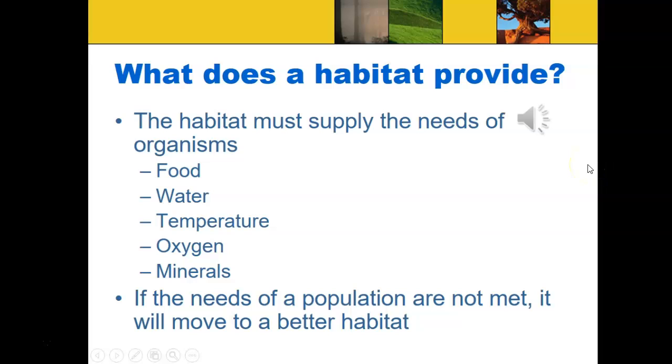Habitats provide some really important things. They provide food, water, temperature, oxygen, and minerals. Basically all of the supplies that a living thing needs in order to survive. So if a habitat does not provide these things, then organisms are either going to leave the habitat in order to search out the things that they need, or they are not going to be able to survive, so they're going to end up dying off. So habitats are really important in providing the things that living things require in order to stay alive.